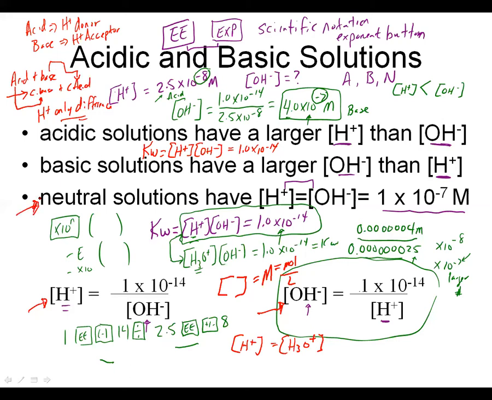In order to have a neutral solution, the H plus concentration will have to equal the OH minus concentration. And that means that at that point, they both will equal 1 times 10 to the minus 7. So that's basically what neutral means. The H plus concentration, which is the acid part of the solution, will equal the OH minus concentration, which is the basic part of the solution.